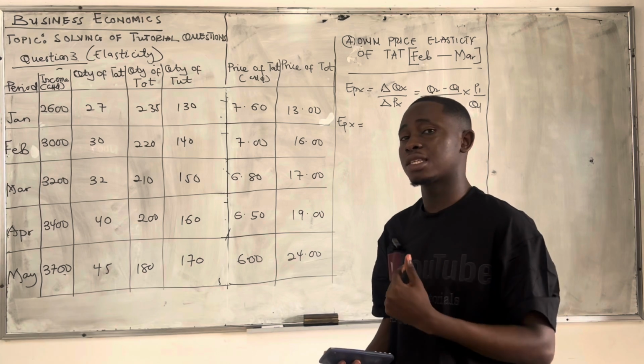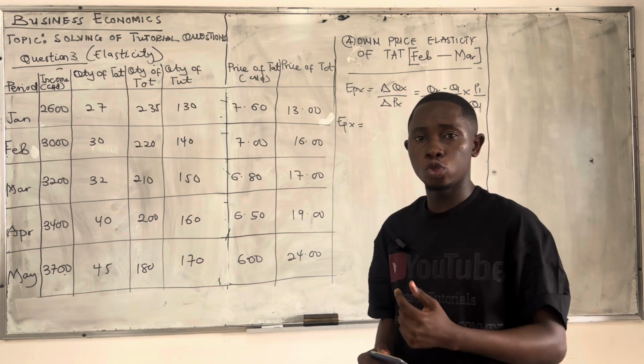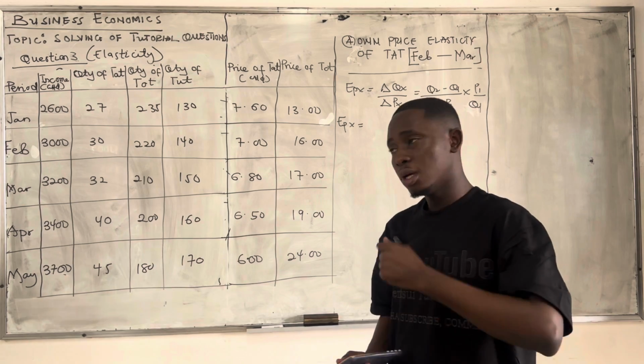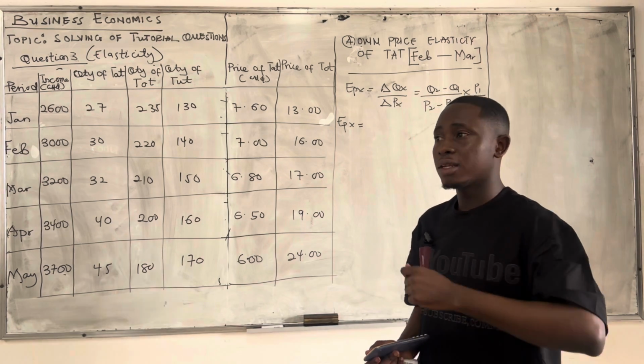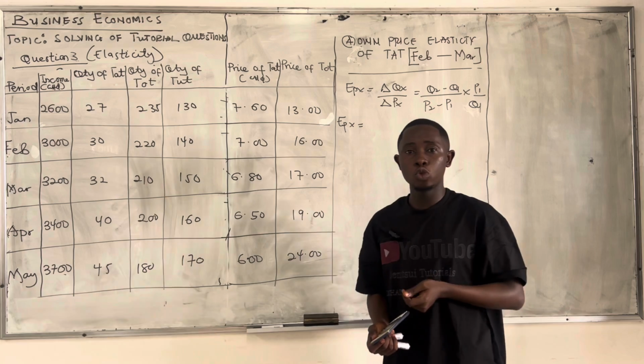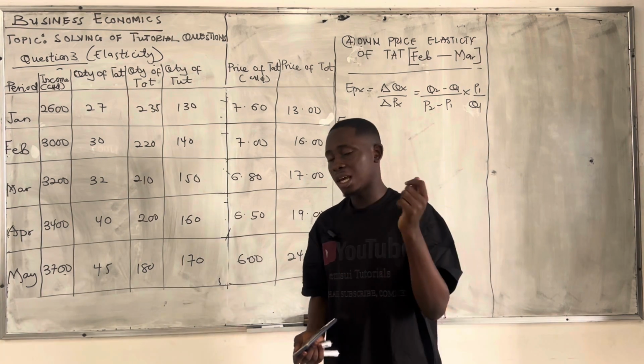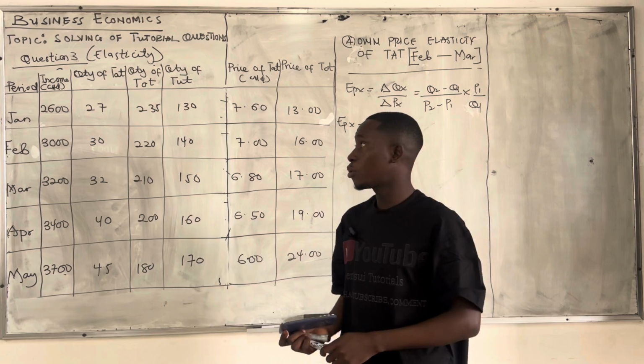The first year is Q1, the second year is Q2. The first year is P1, the second year is P2. The first month is Q1, the second month is Q2. The first month is P1, the second month is P2. That's how we do it.